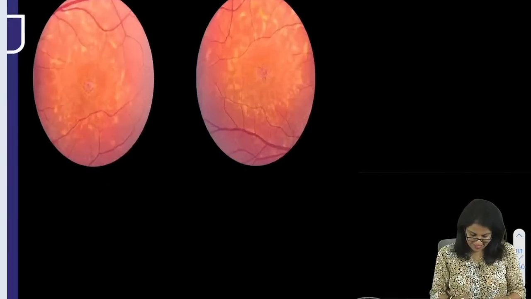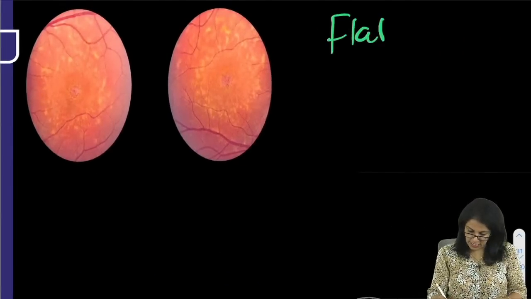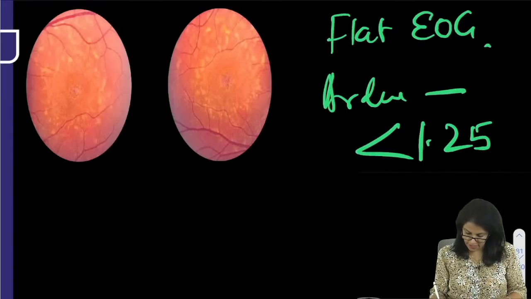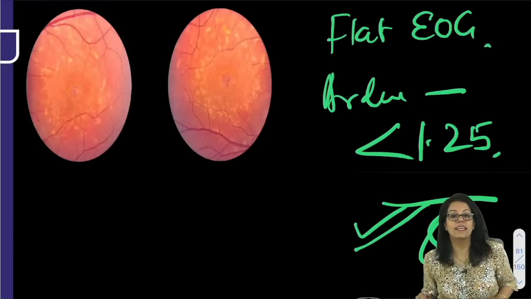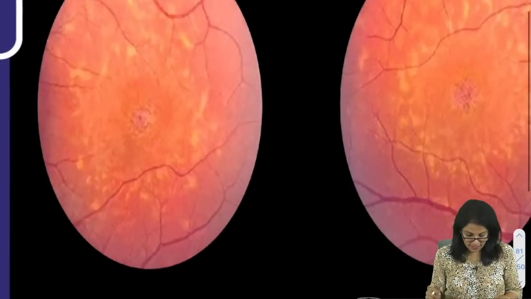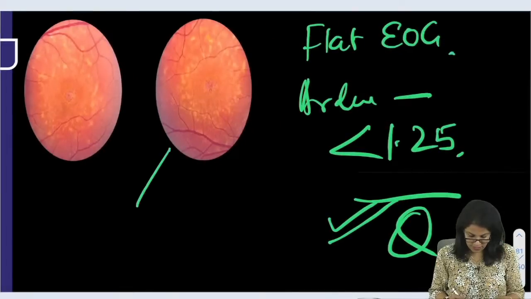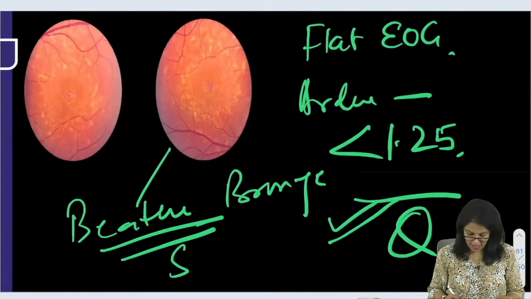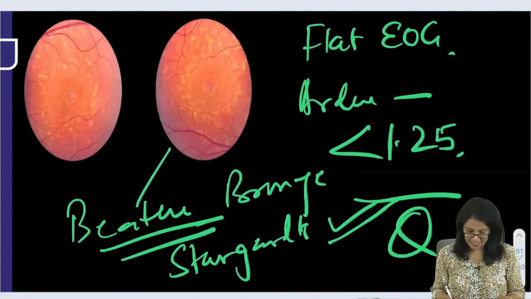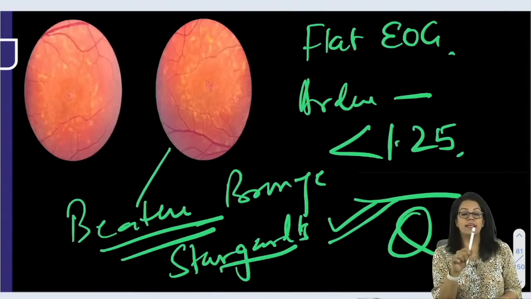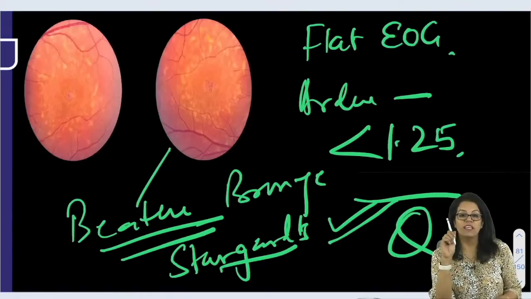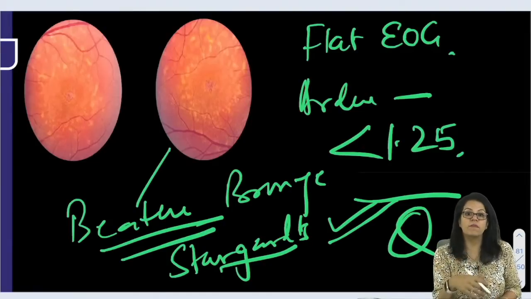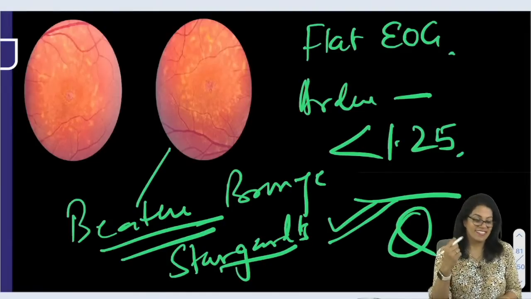We have to go to the next one. Flat EOG means when the Arden ratio is less than 1.25. Please remember. Okay? When it is less than 1.25. And what are you looking at here? Beaten bronze appearance. So this is a beaten bronze appearance of Stargardt's. Isn't it? Stargardt's. Please remember, I have told you in Stargardt's we avoid vitamin A. Vitamin A works everywhere, but not in Stargardt's because it will promote lipofuscinosis. So avoid vitamin A. Okay?